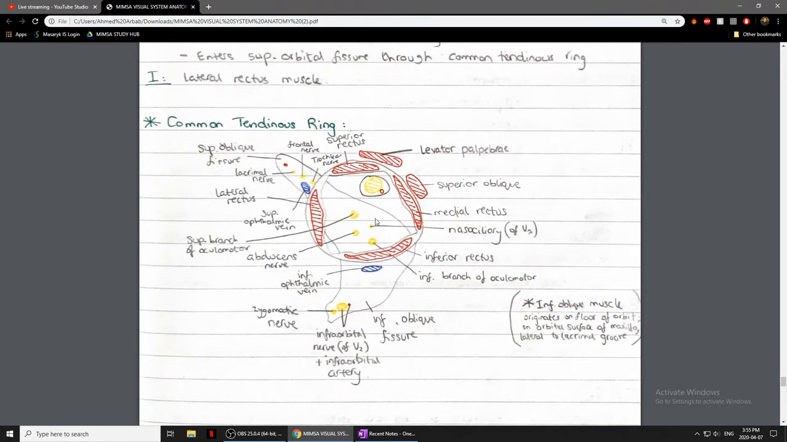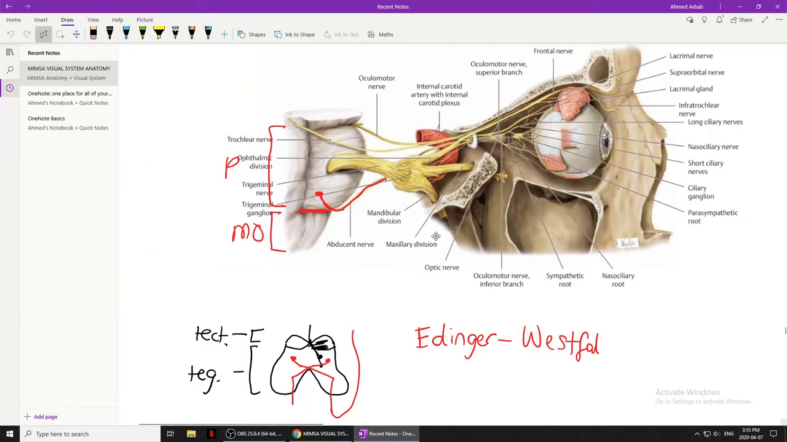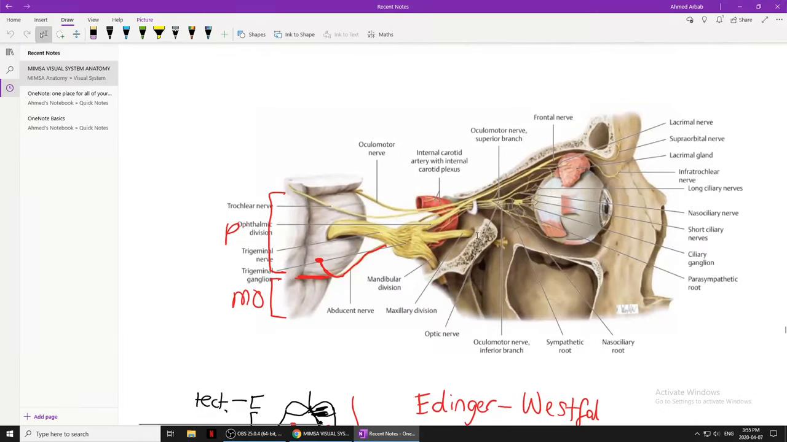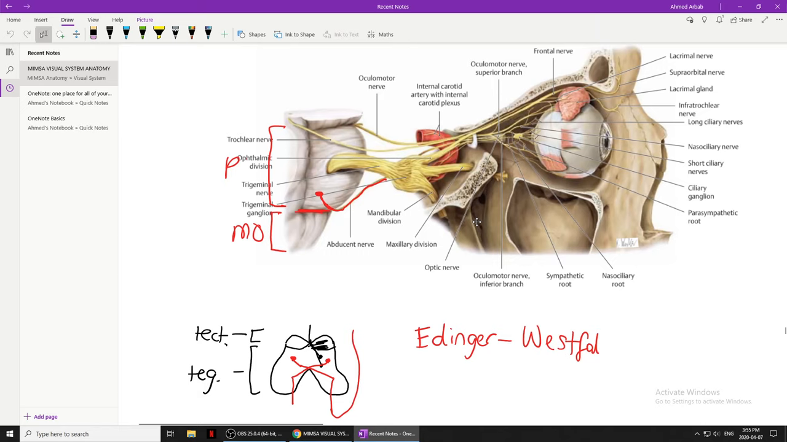orbital socket, and it enters as a part of the inside of the common tendinous ring. So it enters within the common tendinous ring right here, right next to the superior and inferior branches of the oculomotor nerve. So it enters through the common tendinous ring in this region. You can see, I'm guessing it's probably this one right here. This is probably it.